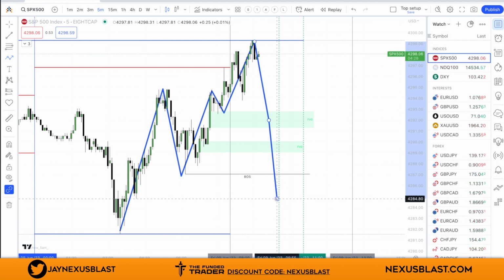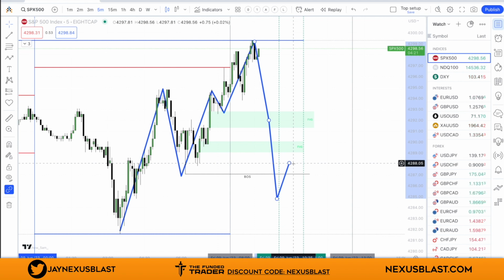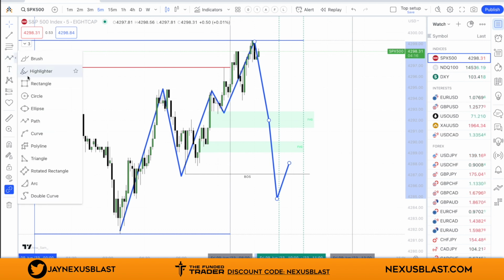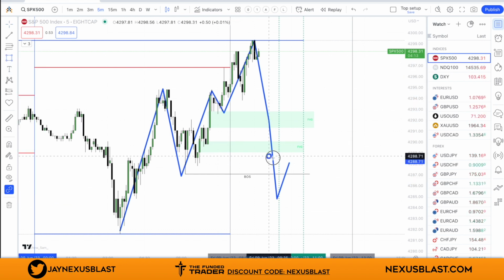Is this where we enter? The answer is no. Is this where we enter? The answer could be yes, could be no. We would enter over here only if we have a fair value gap that formed on the body of the displacement candle that went through the break of structure. So we need to see impulse through this break of structure and a retest in the fair value gap.